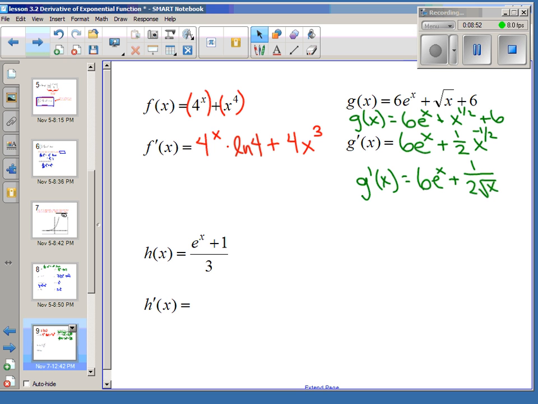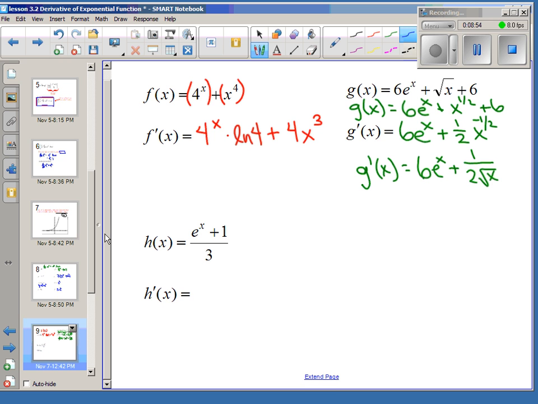The last term here, h of x equals e to the x plus 1 over 3. Right now we have some rational function, we want to rewrite this so we can take the derivative. So remember, we can divide the denominator into both of the terms in the numerator to simplify this. So e to the x over 3 plus 1 over 3.